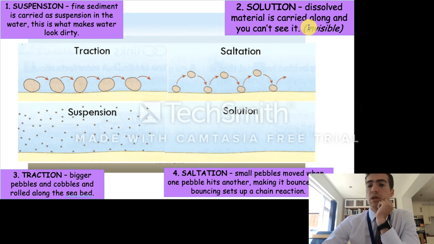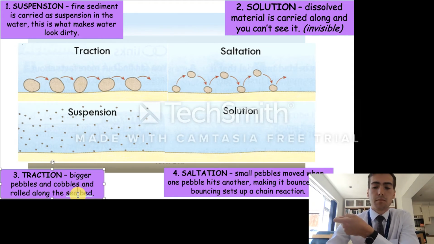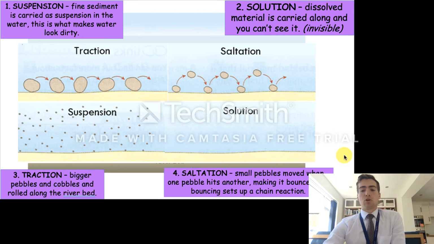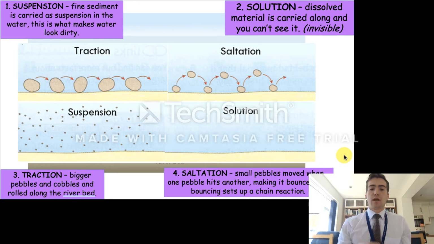2, solution. Dissolved material is carried along and you can't see it. Okay, so it's kind of invisible, as you can see in that diagram. 3, traction. Bigger pebbles and cobbles are rolled along it says seabed there, it should say riverbed. 4, saltation. Small pebbles move when one pebble hits another, making it bounce. This bouncing sets up a chain reaction. They knock into each other and they transport along the river.